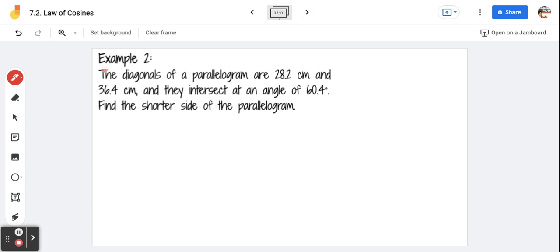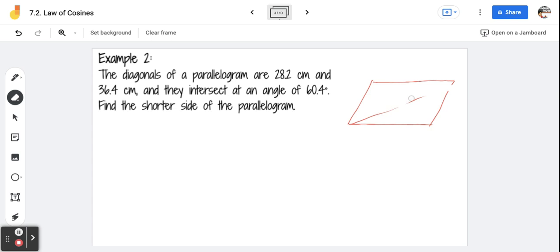Now this one doesn't just give you a triangle directly. It says the diagonals of a parallelogram. So remember a parallelogram, let me draw that up here. A parallelogram is a quadrilateral in which opposite sides are parallel. Going back to geometry here, the diagonals of a parallelogram have a length of 28.2 centimeters. So let me draw that one in, and I really missed that bad.